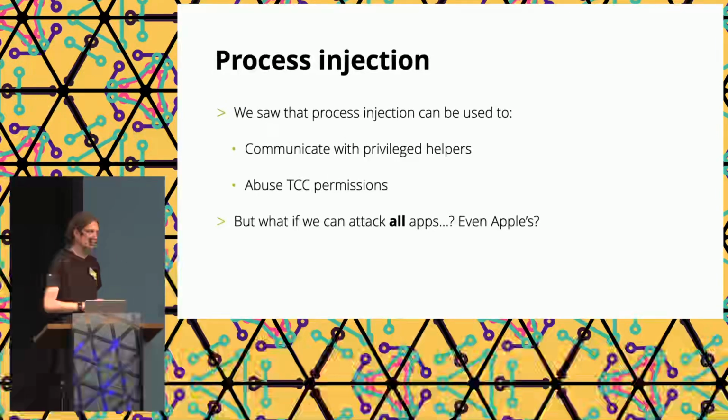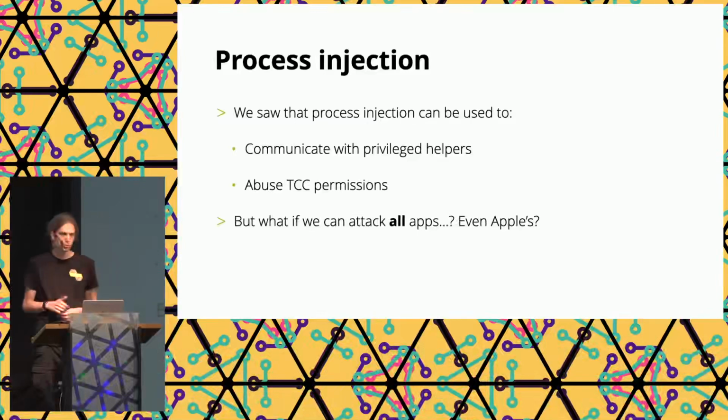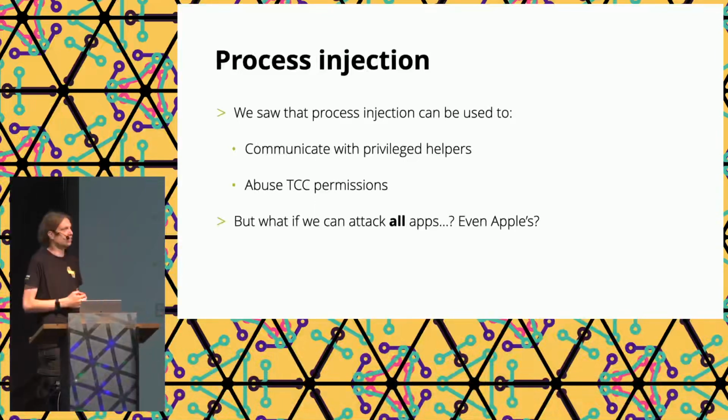Process injection is basically the way that one application can execute its code as if it is another application. So it can be shown that you can use that to communicate with the privileged helper tool if you can inject into that application. You can abuse the TCC permission, like an Electron application. But we wanted to investigate what you can do if you have a generic technique and you can inject it into any application, even Apple's.